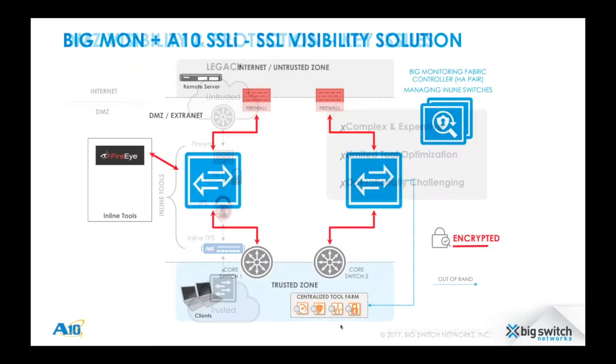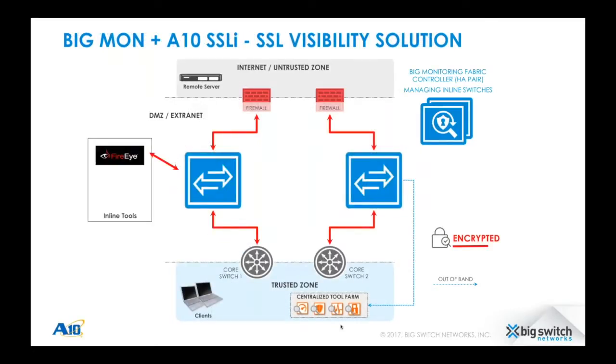Now, enter the solution that we have with A10 SSLi, BigMon plus A10 SSLi. What we do is we create a decrypt zone in our architecture. Starting with the typical design, we have external traffic coming through and going to our, let's say, FireEye appliance. However, because this traffic is encrypted, the FireEye appliance cannot do much with it.